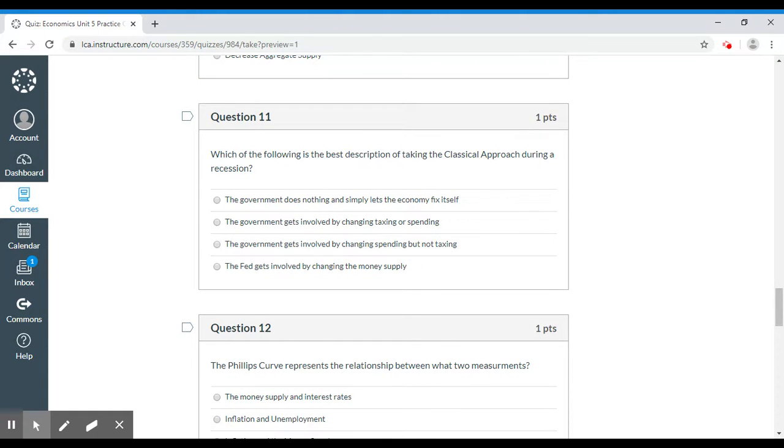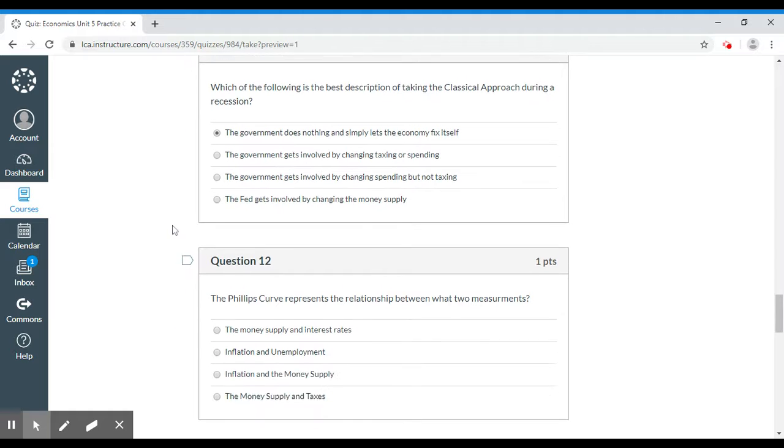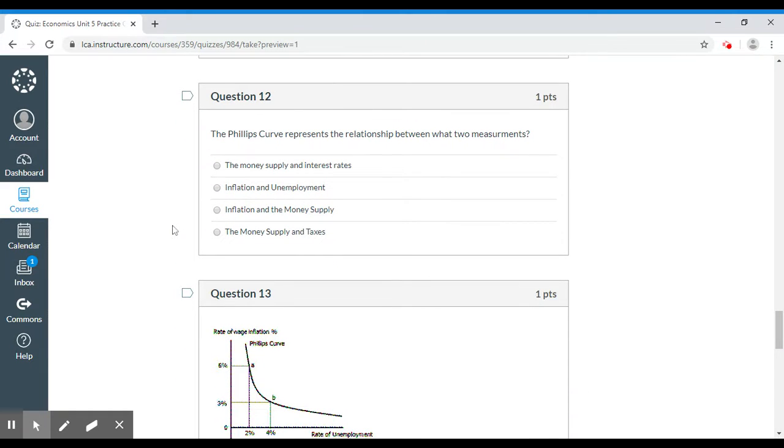Question 11 then, the classical approach. The idea here is the government does nothing. You can call it the conservative approach, where the government essentially says we're going to let the market fix itself. All right, so it's classical. Number 12. The Phillips curve represents the relationship between inflation and unemployment.